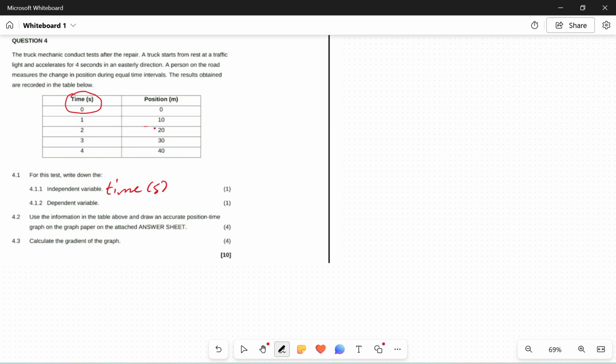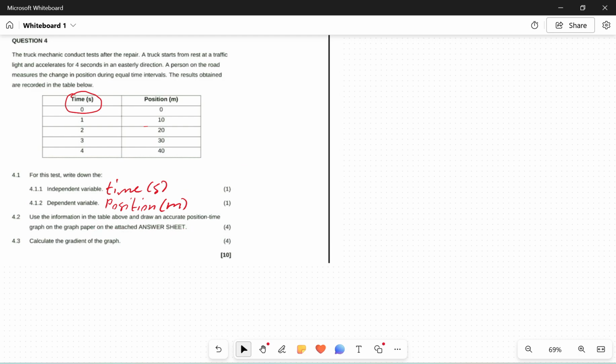And we now move on to the dependent variable. The dependent variable in this case is going to be the position, and our position is measured in meters. That's how we'll answer this question. Then they say use the information in the table above and draw an accurate position-time graph on the graph paper on the attached answer sheet.